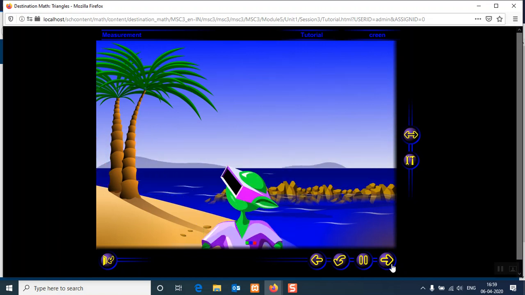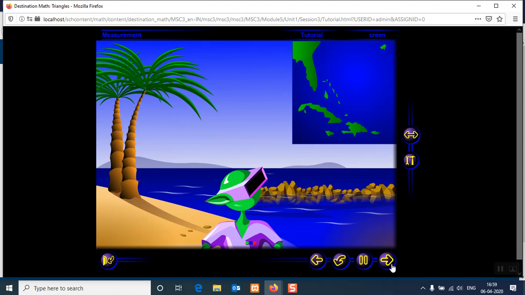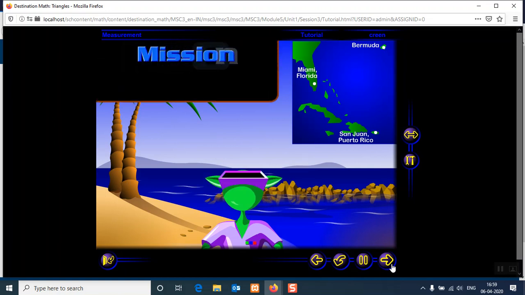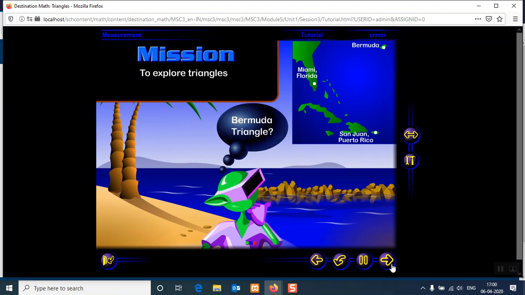We had better watch the weather, Dij. It can get very stormy out here in this part of the Atlantic. The region of the Atlantic Ocean between Miami, Florida, the island of Bermuda, and San Juan, Puerto Rico, is sometimes called the Bermuda Triangle. Your mission is to explore triangles. Bermuda Triangle? Bermuda is right here. But where is this triangle?